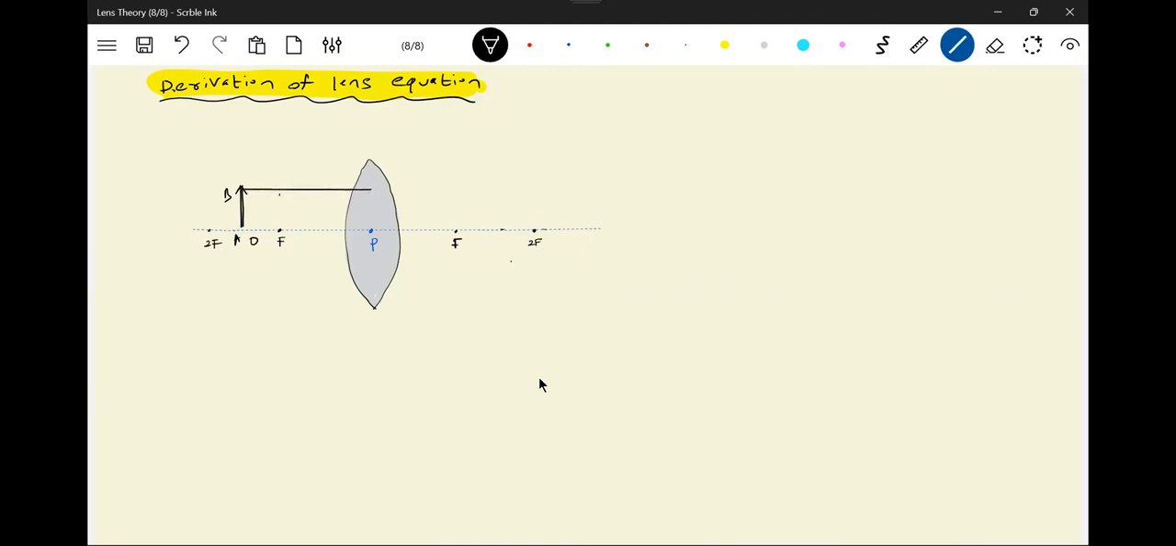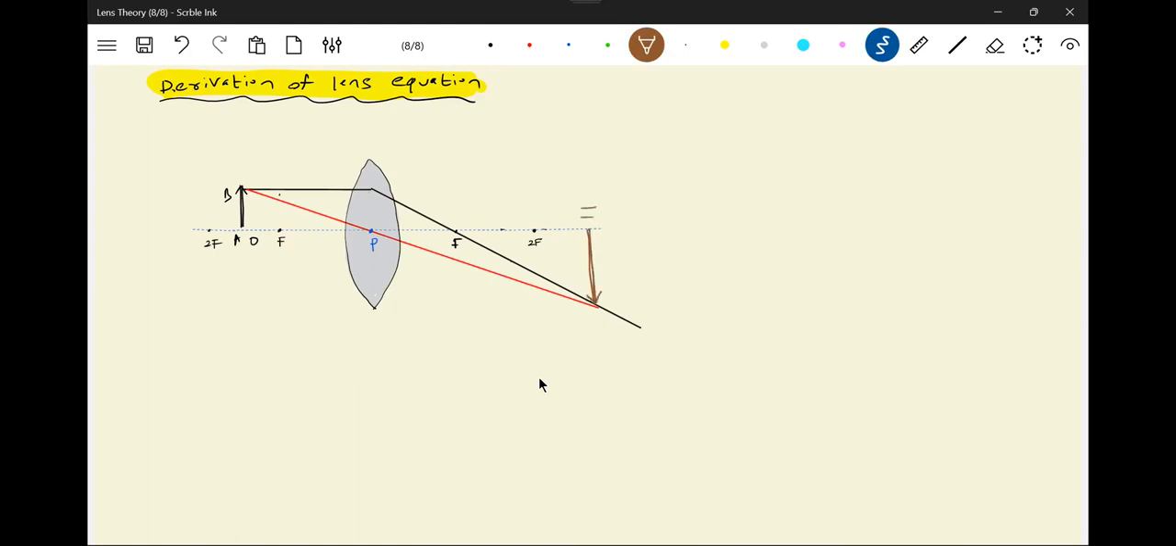First, a ray passing parallel to the optic axis, after refraction, will pass through the focus. Another ray will be undeviated. This will be the position of the image. So this is the object, and this is A dash B dash, I'll call it. These are the typical symbols we are using here.